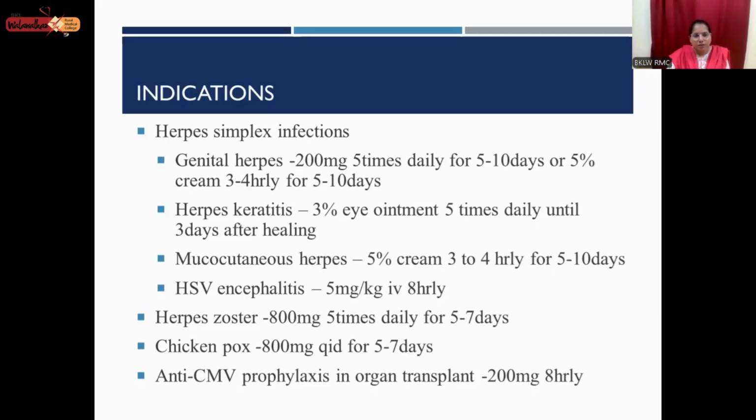If it is herpes keratitis, 3% eye ointment should be applied 5 times a day for faster healing, and after healing it should be continued for 3 days. Mucocutaneous herpes: 5% cream 3 to 4 hourly for 5 to 10 days. If it is encephalitis, 5 mg per kg IV.